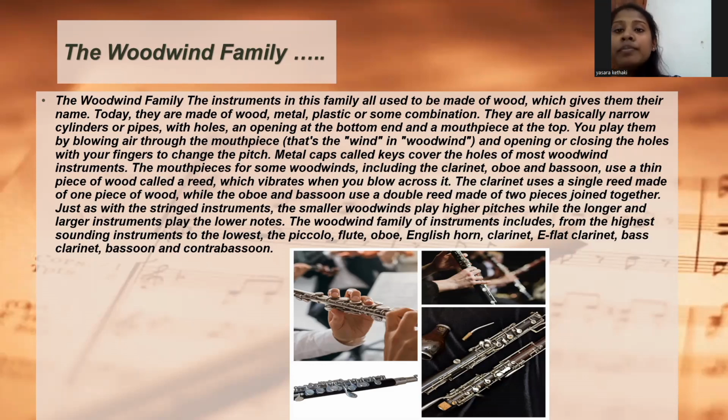Just as with the string instruments, the smaller woodwinds play higher pitches while the longer and larger instruments play the lower notes. The woodwind family of instruments includes, from the highest sounding instrument to the lowest, the piccolo, flute, oboe, English horn, clarinet, E-flat clarinet, bass clarinet, bassoon, and contrabassoon.